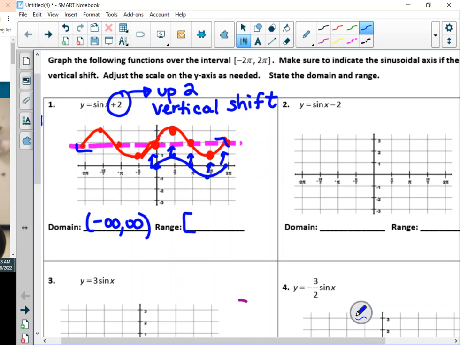Range in this case, well, normally -1 to 1. But if we go up 2, the lowest number now is a y of 1, and the highest number is a y of 3. So -1 plus 2, 1 plus 2.